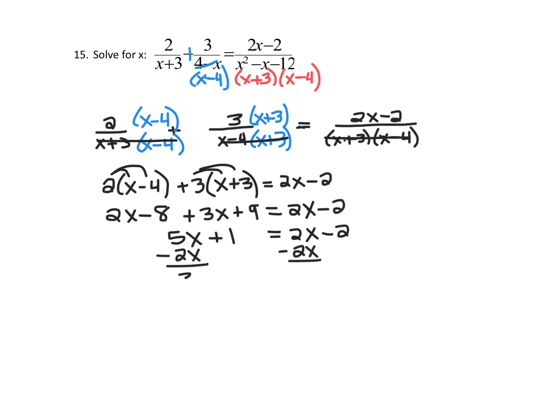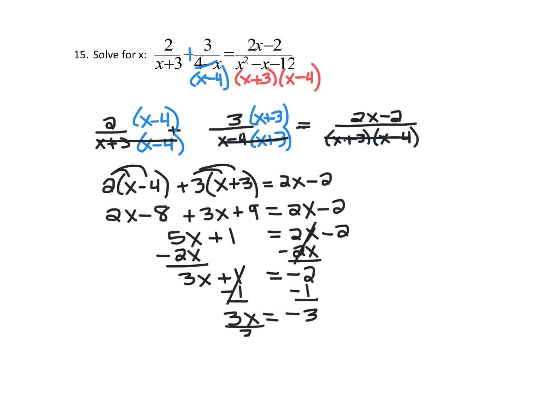So that leaves me with 3x plus 1 equals negative 2. Okay, now I'm not going to get this side of the equation set equal to 0. I'm going to move my numbers over to that side. So I'm going to subtract 1 from both sides, leaving me with 3x equals negative 3.